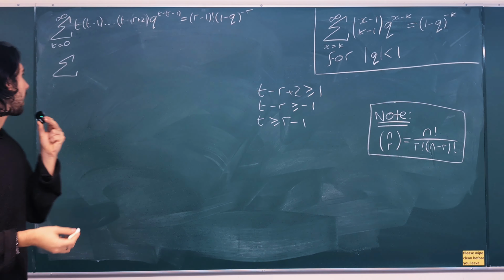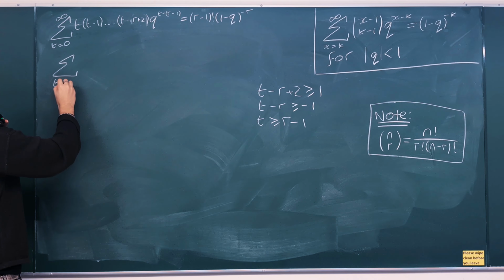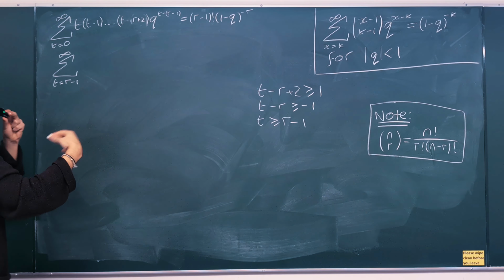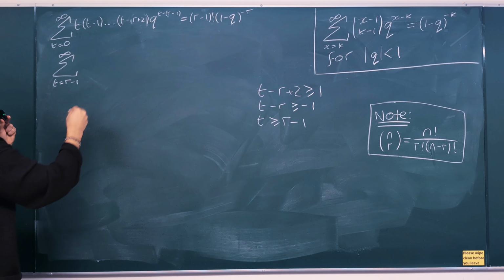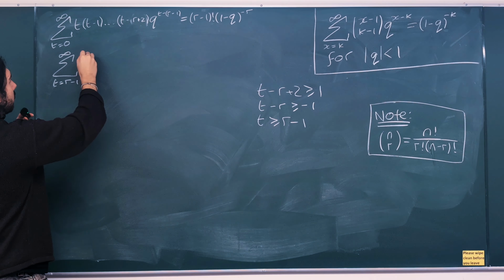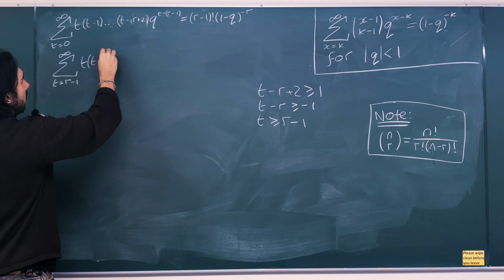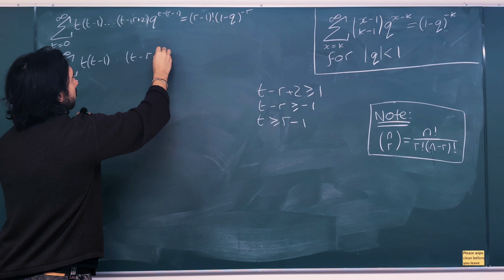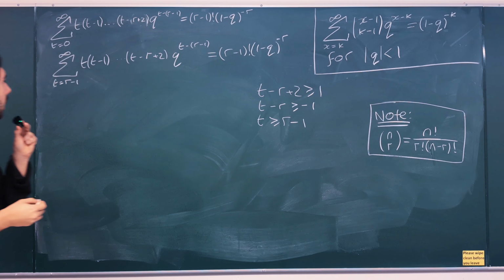So if I just start counting from when t is r minus 1, I'm not going to change anything, and I don't run into any issues in the next line of working out that you will see. So I'm just going to rewrite this again, t times t minus 1, etc., t minus r plus 2 here, etc. Okay, cool.